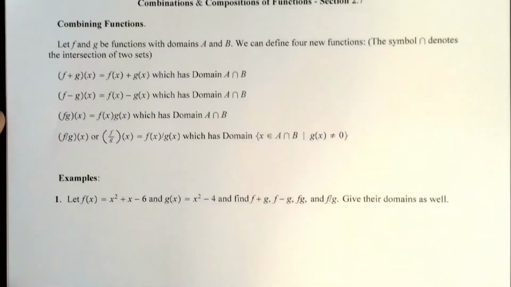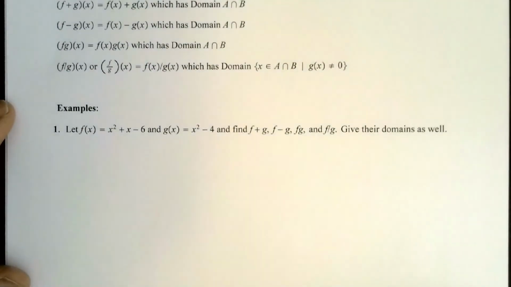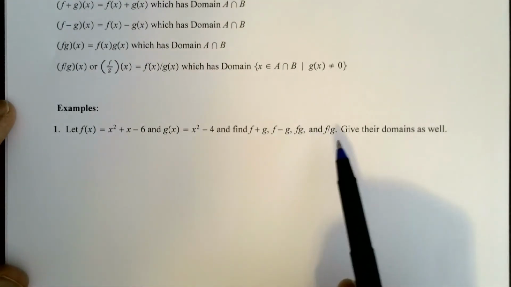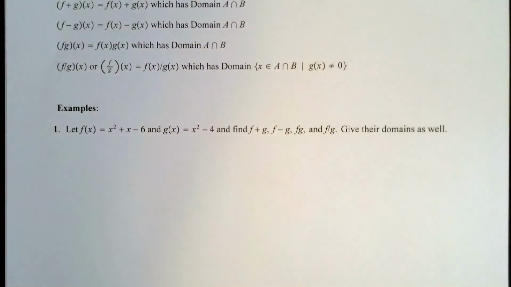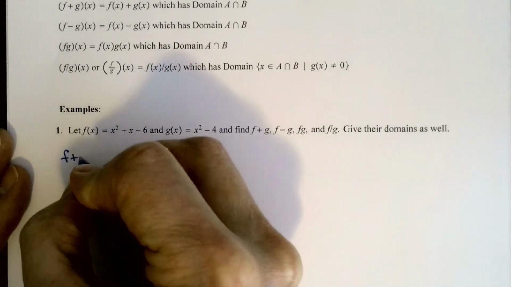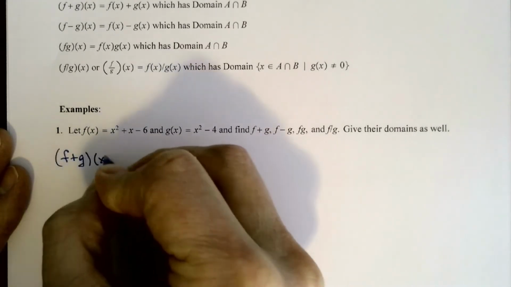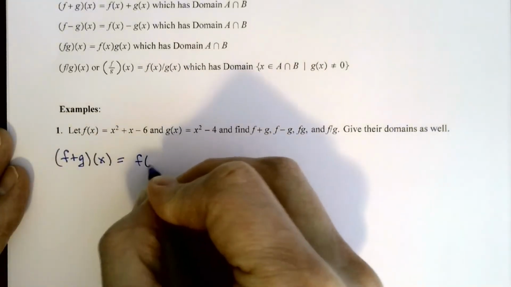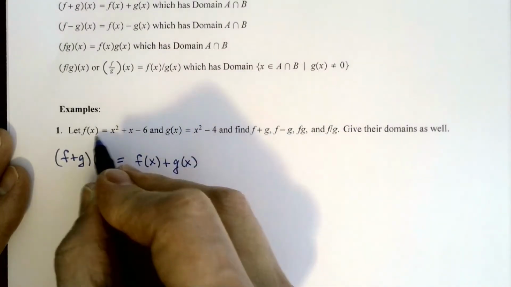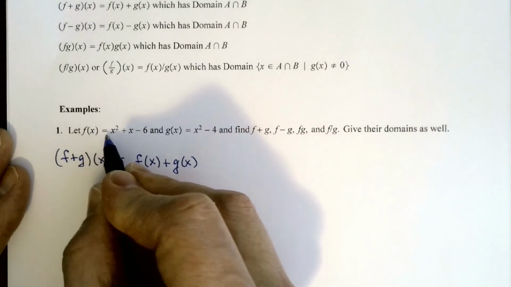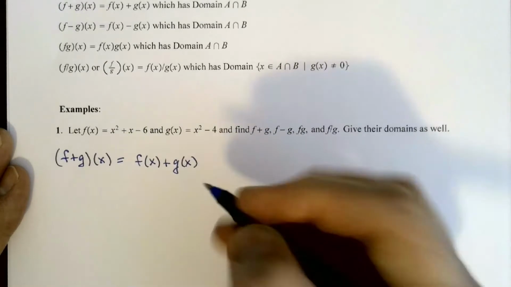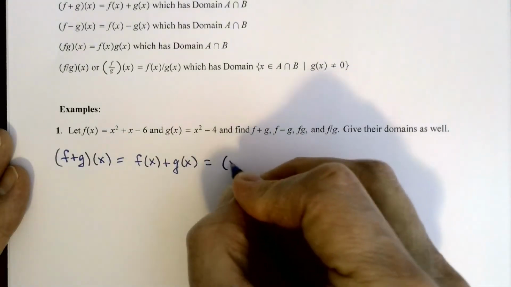So let's take a look at this first example, and you can see we're going to find each of these expressions we've talked about above and give their domains as well. So let's look at the first one here, f plus g of x. So again, the definition says that's simply f of x plus g of x. Well, what is the output to the function f of x? Well, here it is, right? Whenever we plug in x, the output is square x, add x to the squared value, and then subtract 6. So I'm just going to put that in parentheses here.